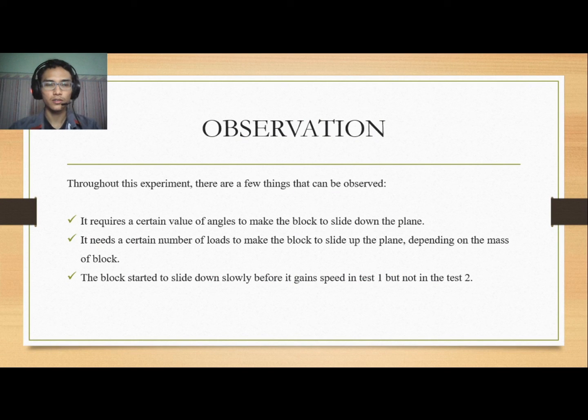Throughout this whole experiment, there are a few things that can be observed. It requires a certain angle to make the block slide down the plane. Second, it needs a certain load to make the block slide up the plane, depending on the mass of the block. If the mass of the block is higher, it will require a huge amount of load to make it slide up. Third, the block started to slide down slowly before it gained speed in test 1, but not in test 2, because in test 2 the block is going up, so it will be a sudden move.